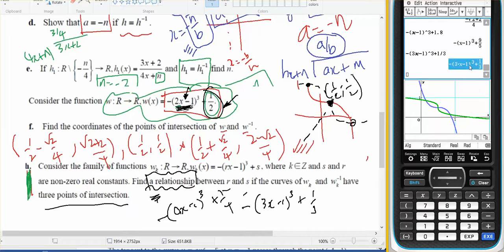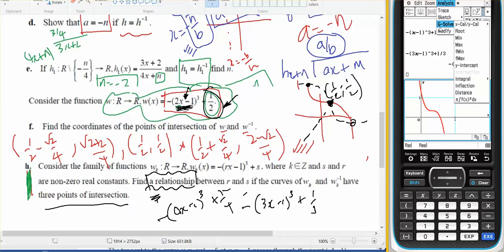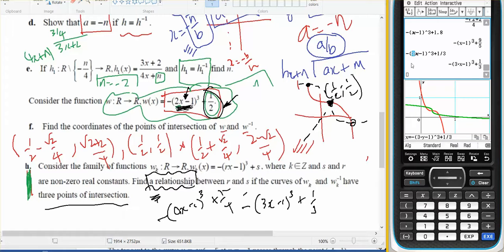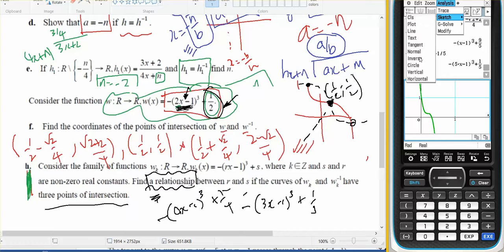and I pick this up now and I drag and drop it, and analysis, gsolve, sketch, inverse, obviously I'm going to have 3. If I change this to 5 and I change that to 1/5 and drag and drop, and analysis, gsolve, sketch, inverse, and we've got a similar thing happening.